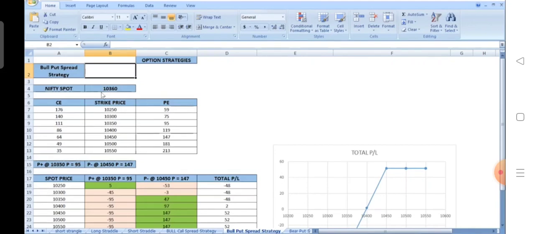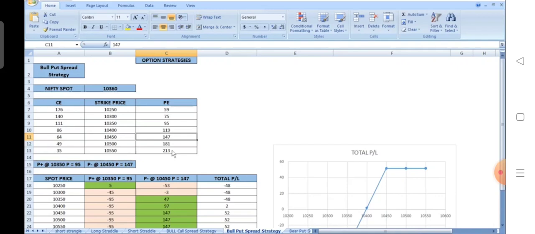Let's have a look. So over here also the Nifty spot is say 10,360, and these are the different call premiums and put premiums which we can see over here. So when we carry out the spread strategy, we buy a put option at a lower strike price. So we buy the 10,350 put option by paying a premium of 95 rupees, and simultaneously we sell a put option over here at a higher strike price. So the 10,450 put option we sell by receiving a premium of 147 rupees.